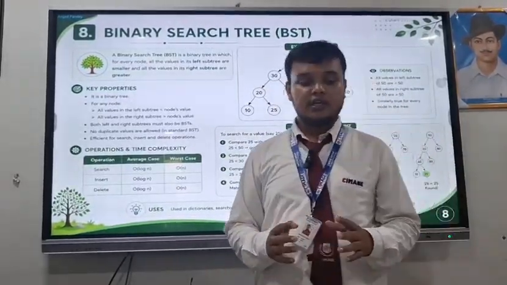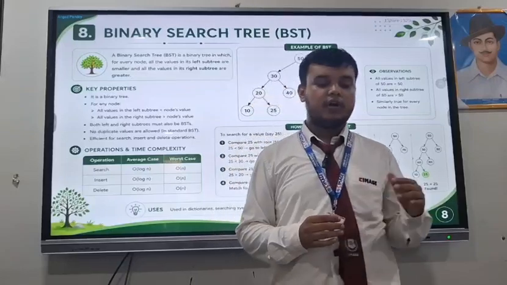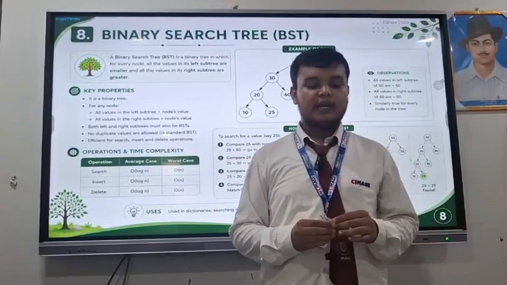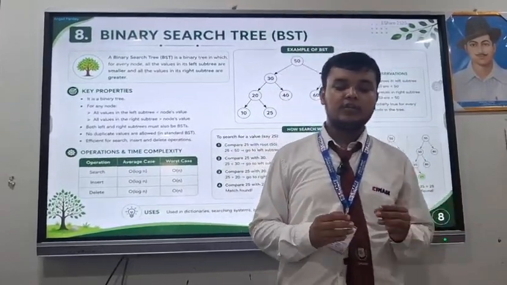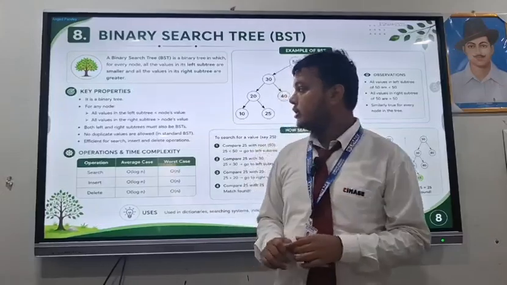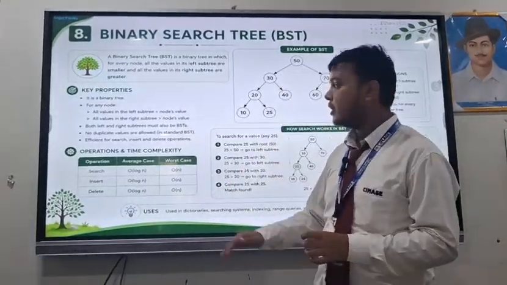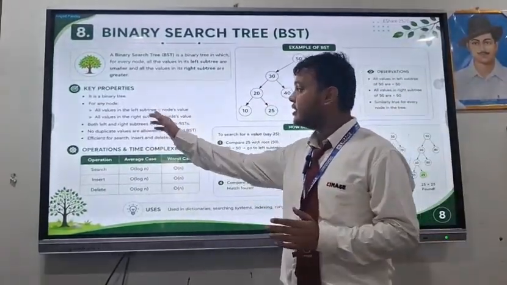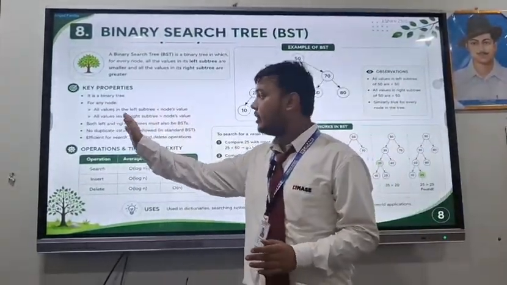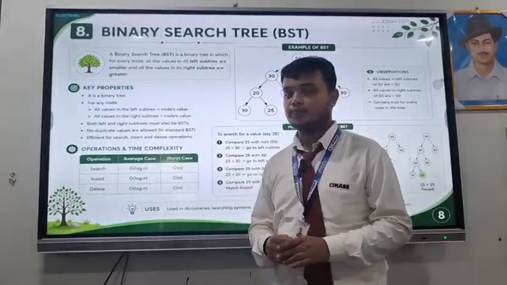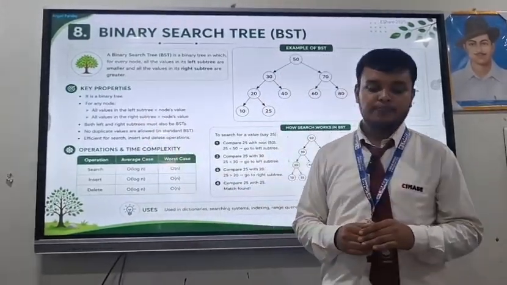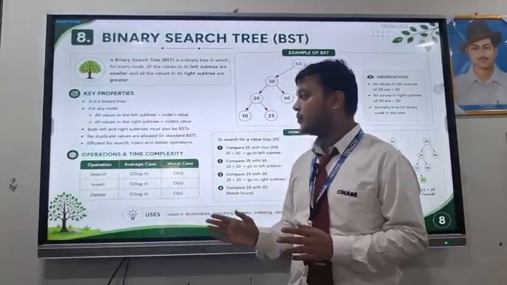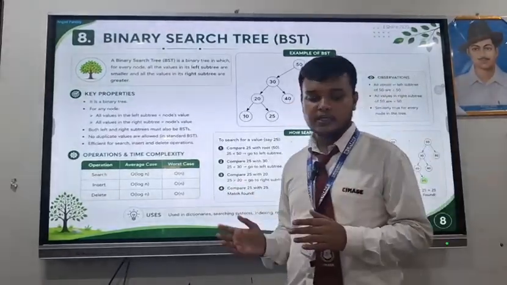Next one is the binary search tree. A binary search tree is a binary tree in which for every node, all the values in its left subtree are smaller and all the values in the right subtree are greater. Key points of the binary search tree: it is a binary tree. For every node, all values in the left subtree are less than the node value and all values in the right subtree are greater than the node value. Both left and right subtrees must be BSTs. No duplicate values are allowed. Efficient for search, insert and delete operations.